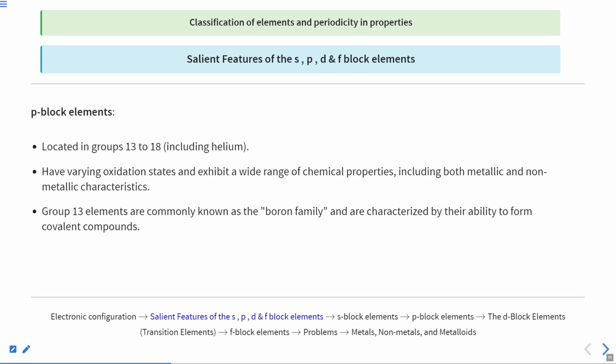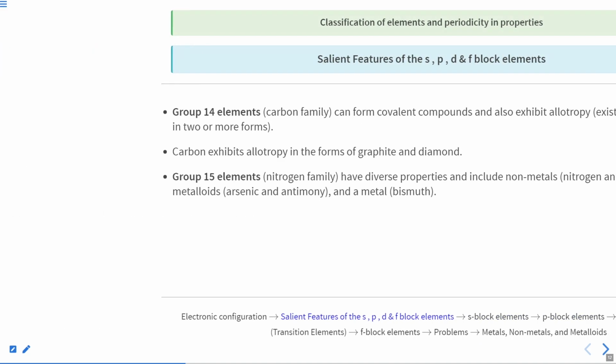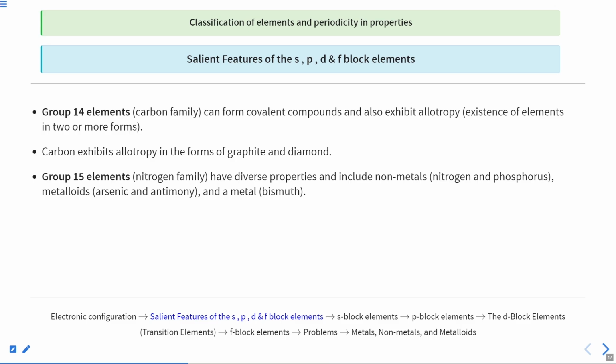What about the location? They are located in group 13 to 18, including helium. They have varying oxidation states and exhibit a wide range of chemical properties, including metallic and non-metallic character. Now, group 13 elements are commonly known as the boron family. Now we will study each of these groups individually. First, group 13, called the boron group, is characterized by the ability to form covalent compounds, right? Whereas group 14 elements can form covalent compounds and also exhibit allotropy.